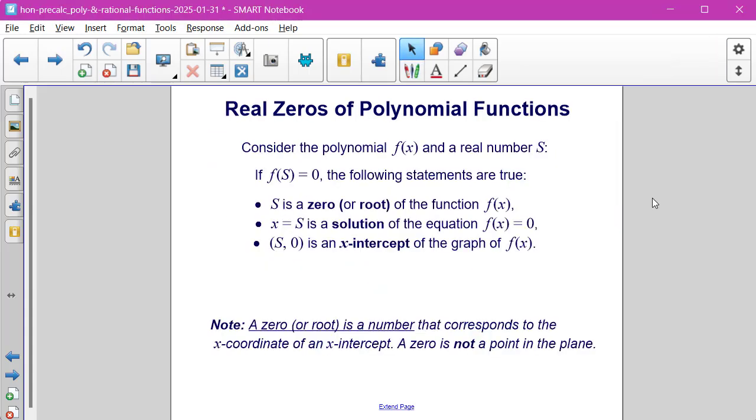Consider the polynomial f of x and a real number s. If f of s is equal to 0, the following statements are all true. First, s is a 0 or a root of the function f of x. Second, x equals s is a solution of the equation f of x is equal to 0. And third, s comma 0, this ordered pair, is an x-intercept of the graph of the function f of x. It's worth noting that a 0 or root is a number that corresponds to the x-coordinate of an x-intercept. A 0 is not a point in the plane.